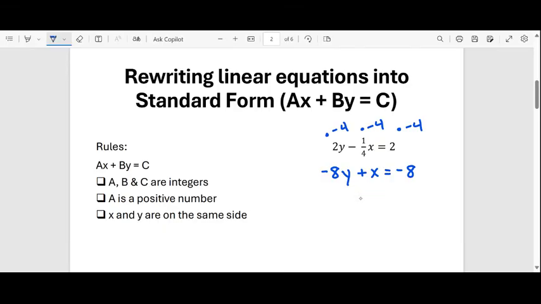So I'm not subtracting anything. I'm not moving or doing anything on the other side of the equal sign. I'm just rearranging what's already there. So this is going to remain a positive x, and I'm going to subtract 8y, and it's still going to be a negative 8. So my a, b, and c are integers. I know you can't see it, but the a right here is 1. It's invisible, and that is indeed a positive number. And my x and y are on the same side.